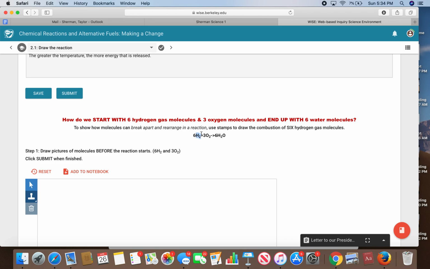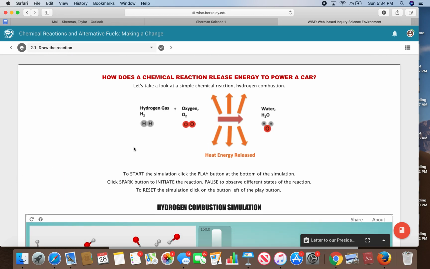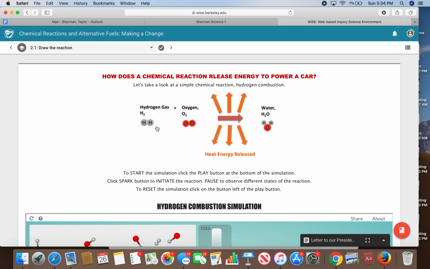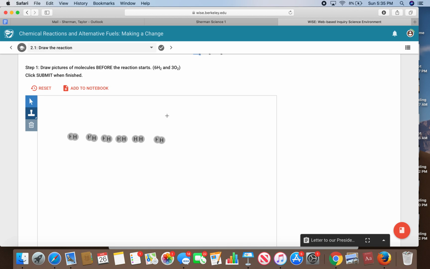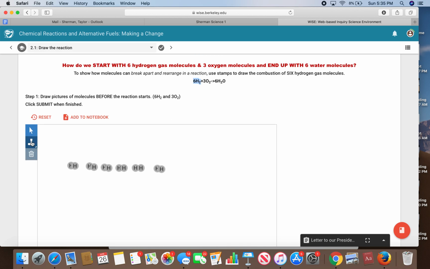So let's start off with our 6H2. Before, if we look at it, we have our hydrogen in the gray. So 1, 2. Okay, that's our 6H2. 1 and 2, 3, 4, 5, 6. Perfect. So we end up with our 6 H2s.